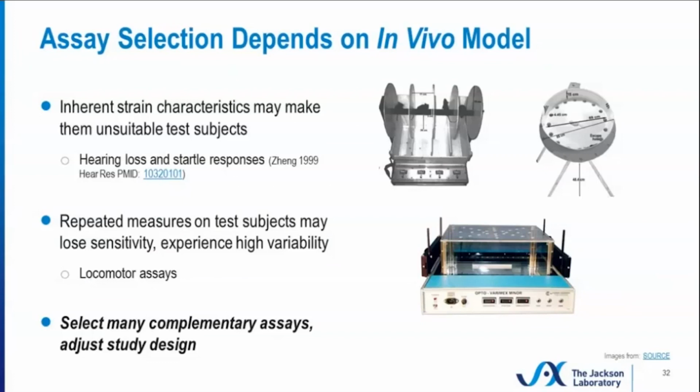So it's always good to know what the strain characteristic or the inherent characteristic is. Looking at repeated measures like locomotor assays, sometimes mice get used to it if you make them run on a rotarod.